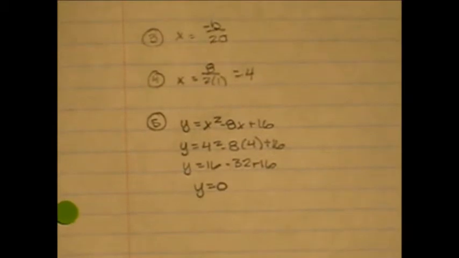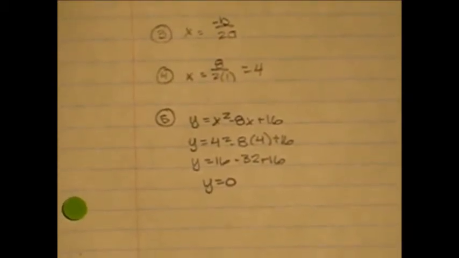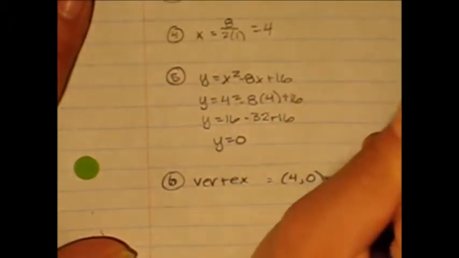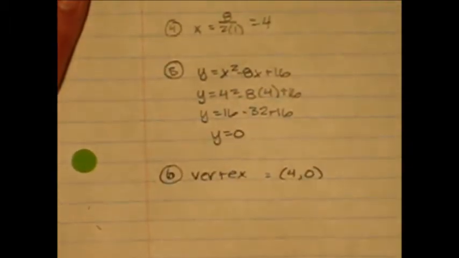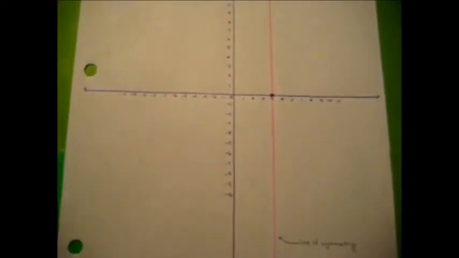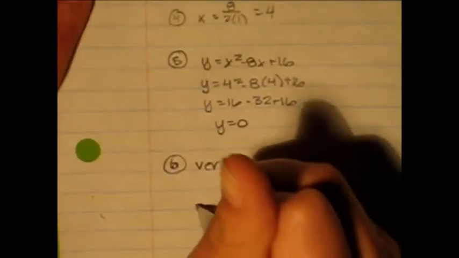Then plug x back into the original equation to get y, which in this problem is 0. You get a vertex of 4, 0, x being 4, y being 0. Then you draw the vertex on the graph. Along the line of symmetry, you draw the vertex, which is 4, 0.